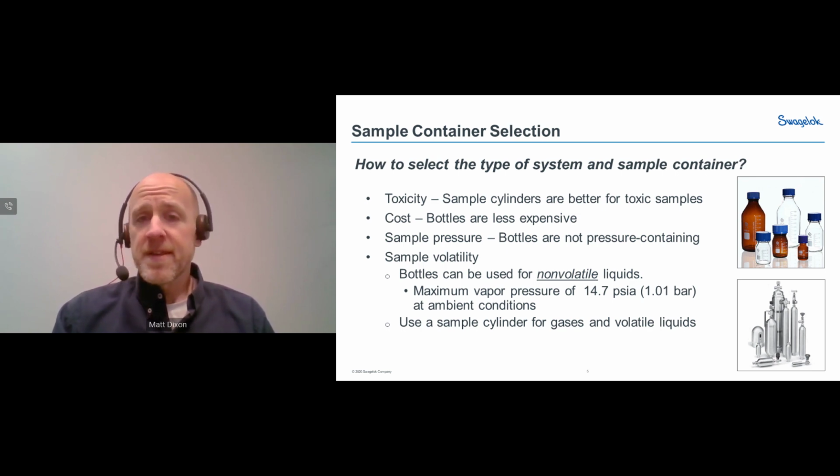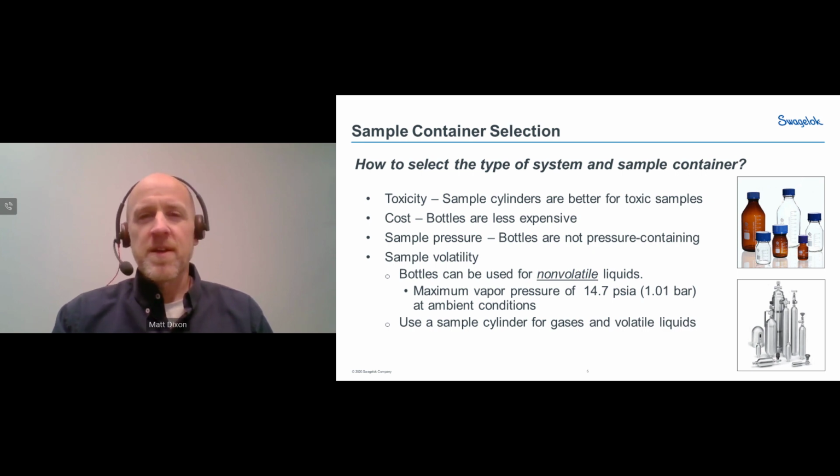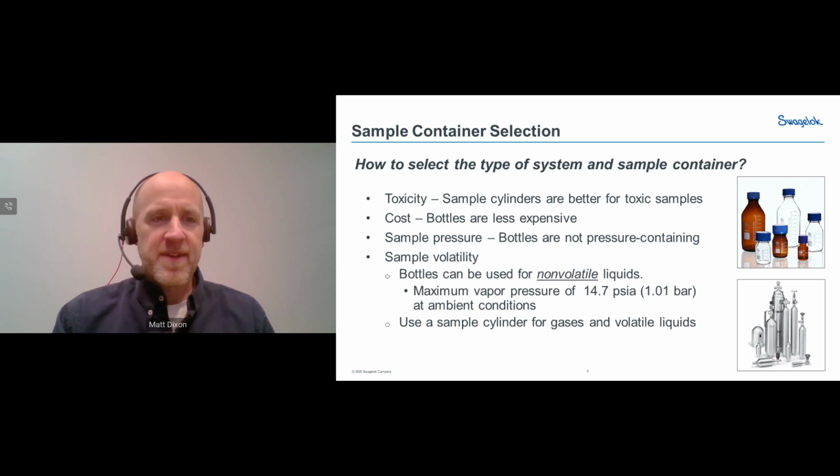From a toxicity standpoint, you really need to have a sample container that is going to very effectively contain that sample so that you minimize exposure to the operator and to the environment. So in that scenario, a sample cylinder might be the best option. Not so much typically in a viscous sample, because the sample cylinder is generally not very effective at enabling you to collect that viscous sample.